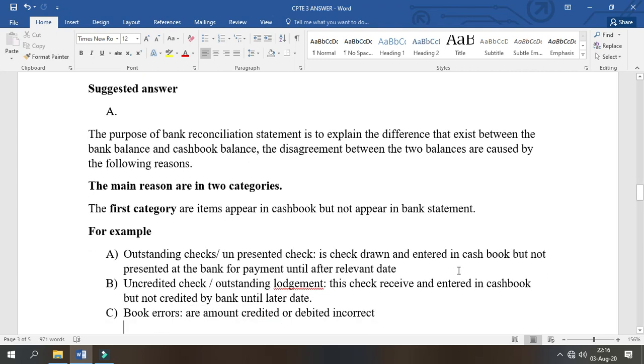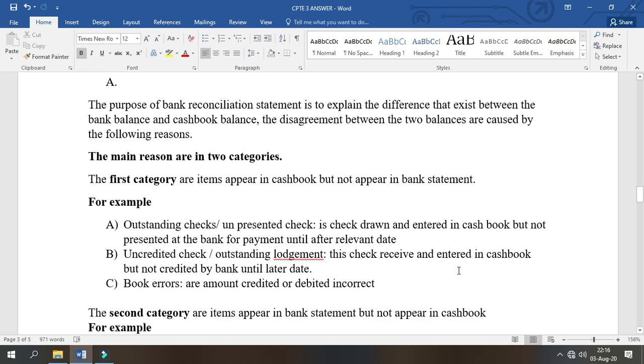Another example is the book errors. The book errors are amounts credited or debited incorrectly in the cash book. So we are going to talk about the second category of differences. The second category is items that appear in the bank statement but do not appear in the cash book.